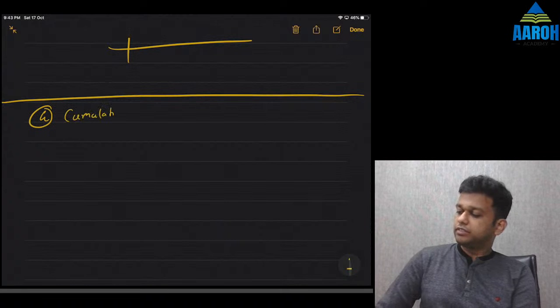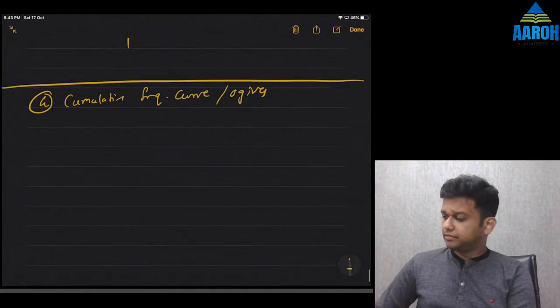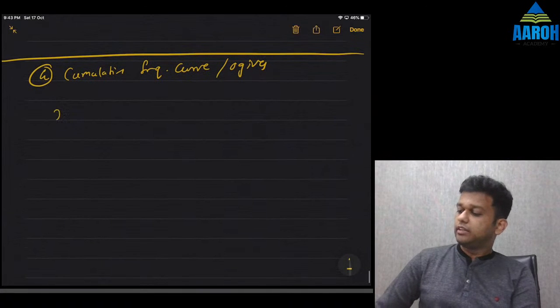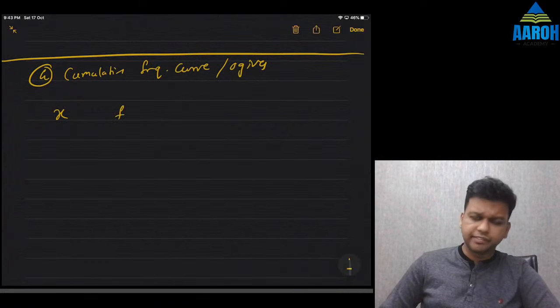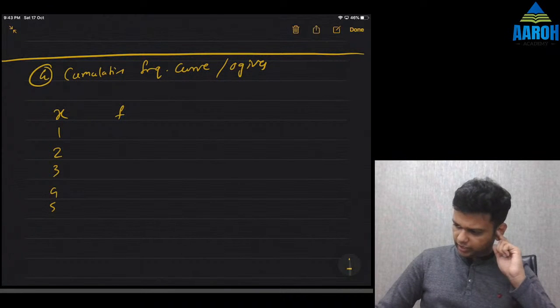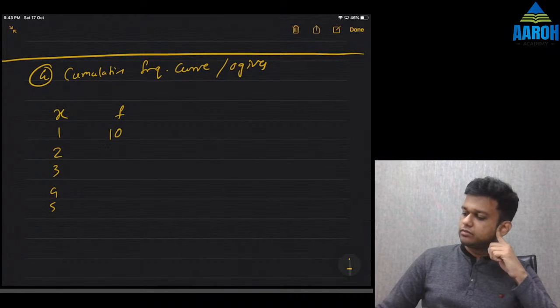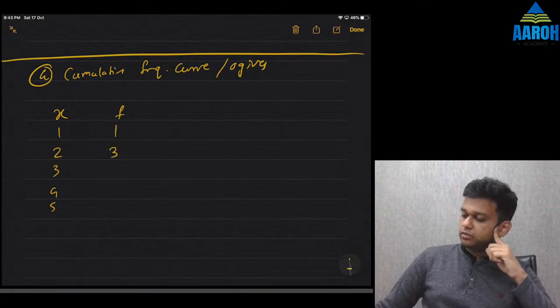Last part of the chapter is cumulative frequency curves, or ogives. Cumulative frequency curves or ogives. Now understand what it is. Let's say we have classes and frequency, or maybe x values 1, 2, 3, 4, 5, and frequency is given as 10, not 10. Let me take small values. 1, 3, 4, 2, 3.